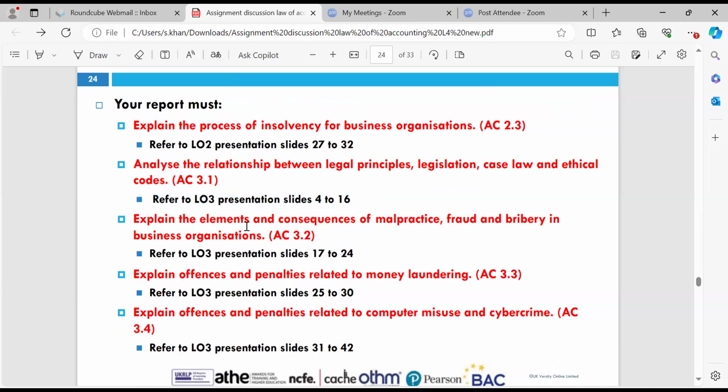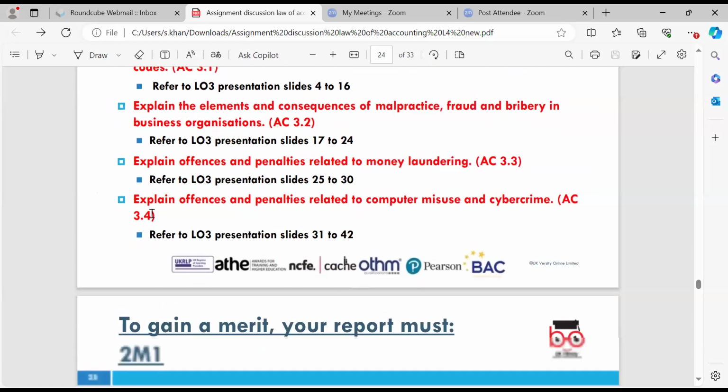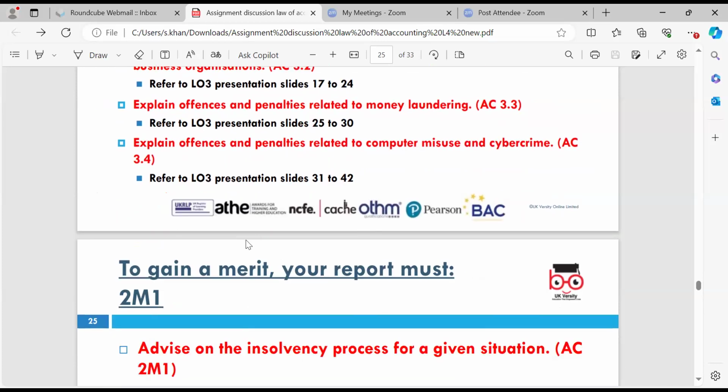Okay. Then you need to look at explaining the consequences of malpractice, fraud, and bribery in business organizations. So you need to look at malpractice, fraud, and bribery, not just fraud and bribery, okay? And here you would refer to learning outcome 3, presentation slides 17 to 24. Then you need to look at the fourth bit of it, explain the offences of money laundering, AC 3.3, and that would be referring to learning outcome 3, presentation slides 25 to 30. And then the final one for the pass, explain offences and penalties relating to computer misuse and cybercrime. And it's AC 3.4, so you refer to learning outcome 3, presentation slides 31 to 42.